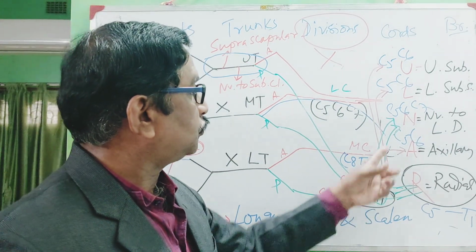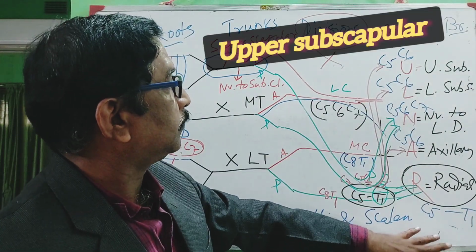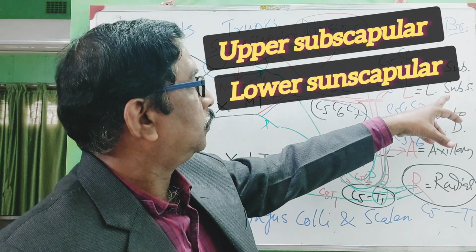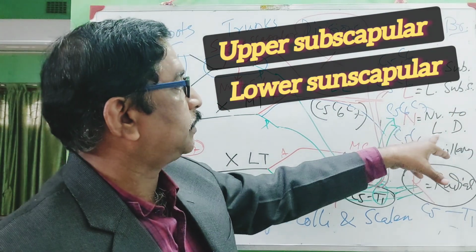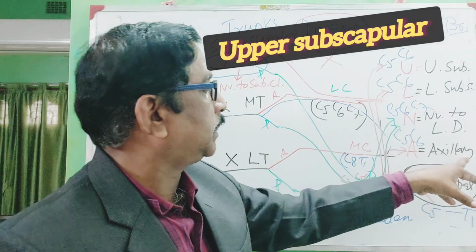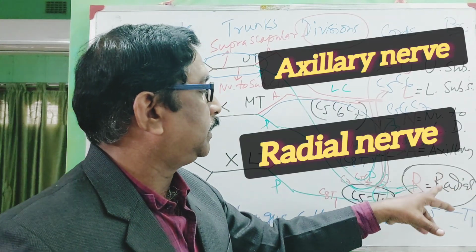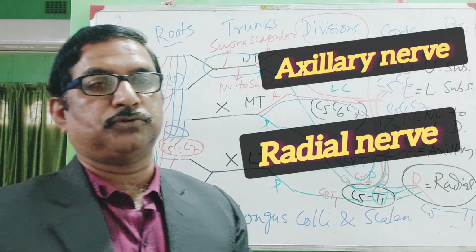And the branches from the posterior cord, there are five branches: upper subscapular, lower subscapular, nerve to latissimus dorsi or thoracodorsal nerve, axillary nerve and radial nerve. And the radial nerve is the largest branch of the posterior cord.